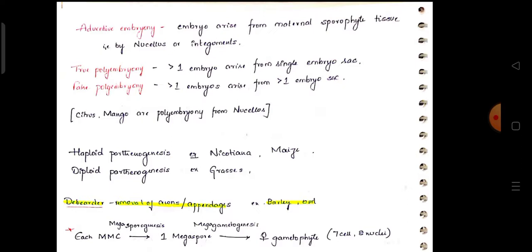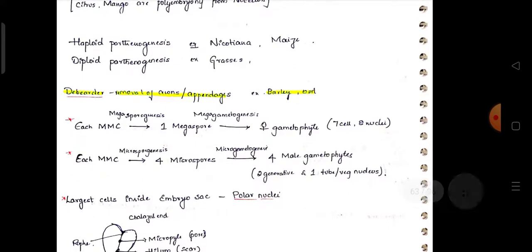Coming to haploid parthenogenesis and diploid parthenogenesis. Just give me the definition of parthenogenesis in the comment section. I just want to see whether you are attentive to the lecture or not. Haploid parthenogenesis examples are Nicotiana and maize. Diploid parthenogenesis examples are grasses. Debearder is removal of awns or appendages. Example, this is practiced in barley and oat.